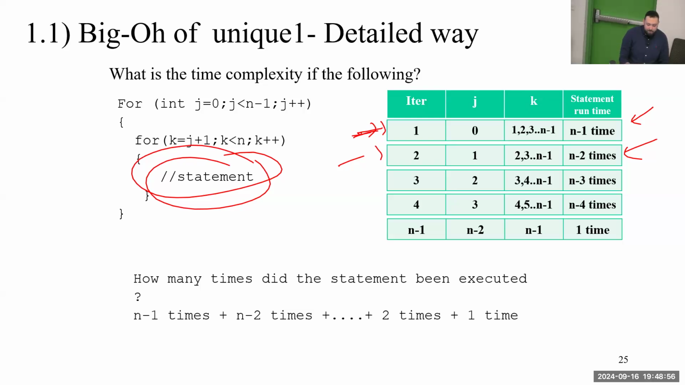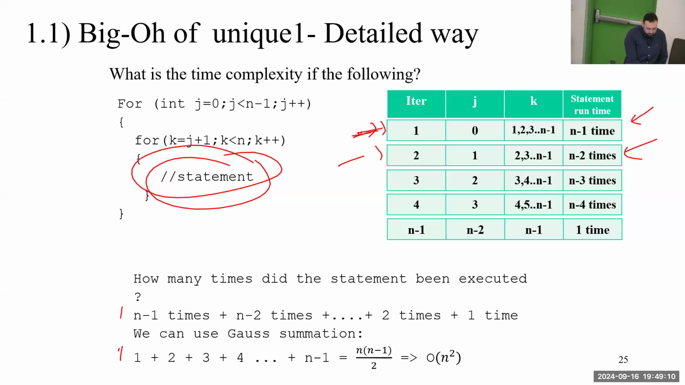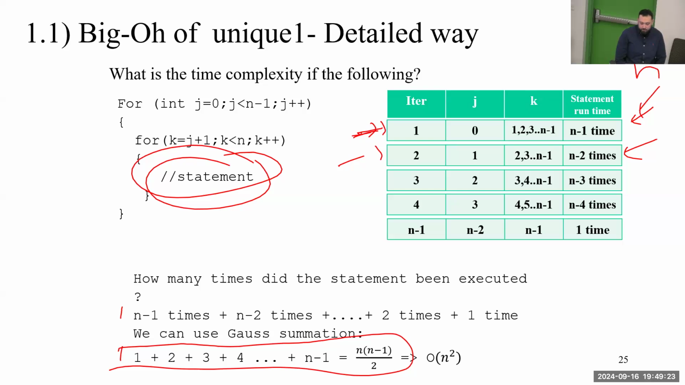So how do I do the summation? N minus 1 plus n minus 2 plus n minus 3. This is actually the same as saying 1 plus 2 plus 3 plus till n minus 1, which is the Gaussian summation. So this is just a math equation here. We're good? Okay, let's assume each iteration was running n time. Each one of them, n time, n time, n time. What would be the big O?